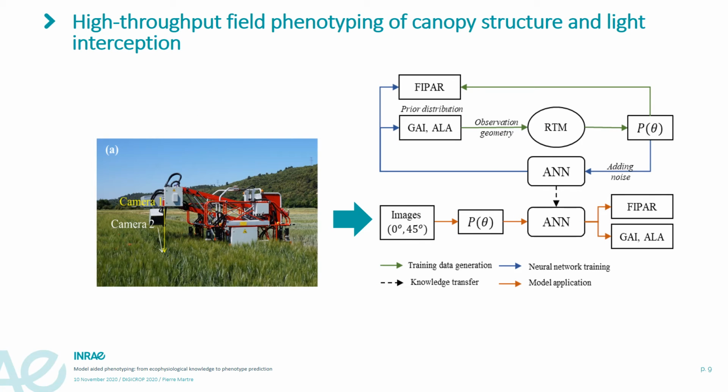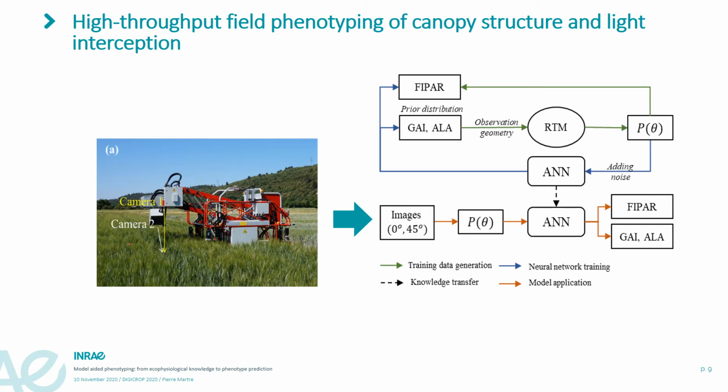So we trained a neural network to estimate the fraction of intercepted PAR, the green area index, and a key parameter of canopy structure, the average leaf angle distribution. And we evaluated the ability of this trained neural network to estimate canopy structure and light interception of canopies in the field.